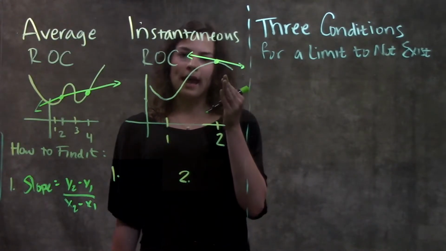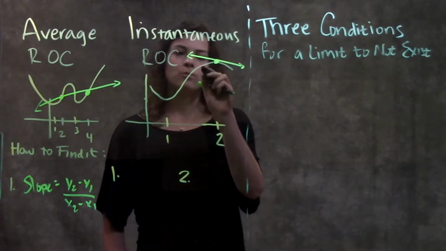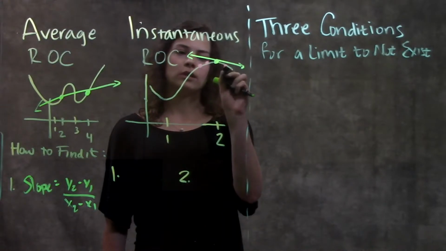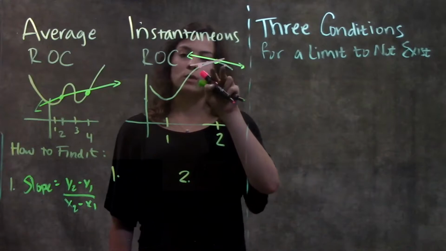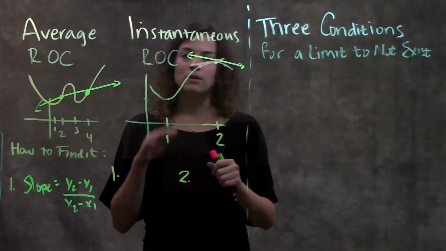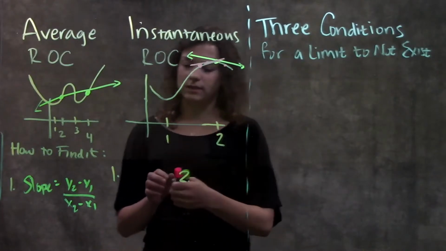So since we can't calculate the slope of this line directly, instead what we're going to do is get a bunch of points really close to our point of interest and calculate the slope of those points with our point of interest and see what those slopes are equal to in order to estimate what this slope is that we're actually interested in.